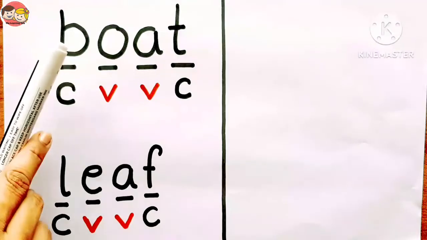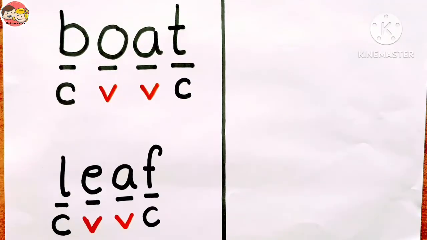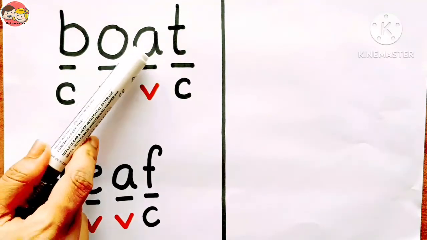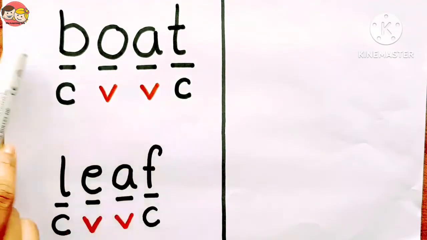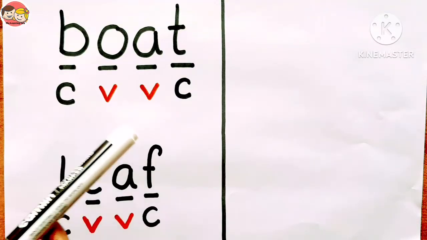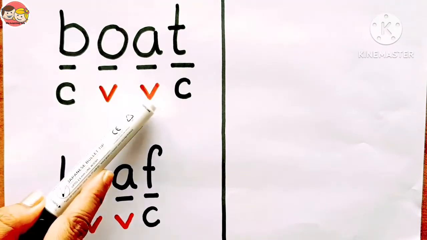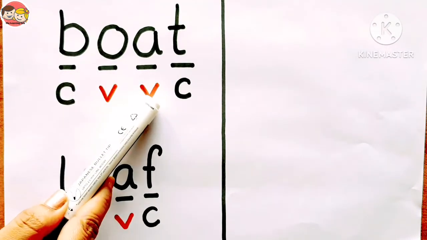For example, B-O-A-T. This is a CVVC word. B is consonant, O is vowel, A is also vowel, and T is consonant. So this is a CVVC word, or two vowel word. So children, you can see that there are two vowels, O and A. The first one is O and the second one is A.